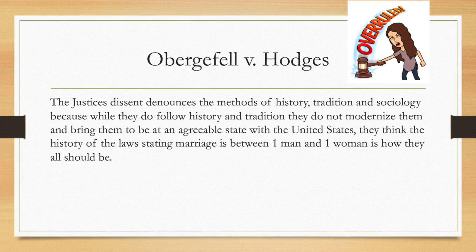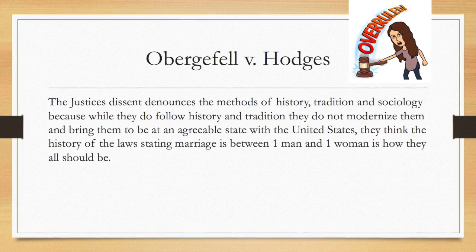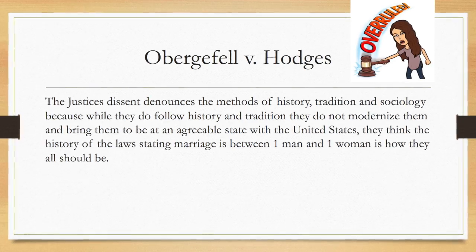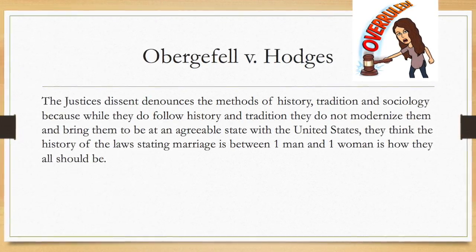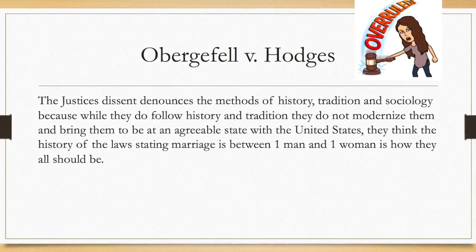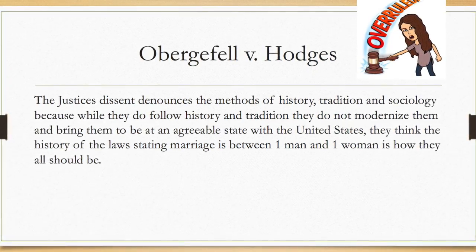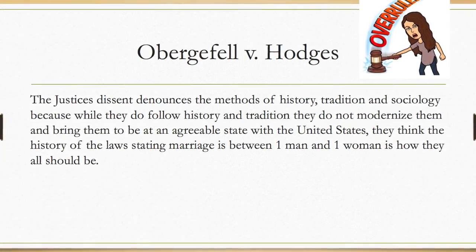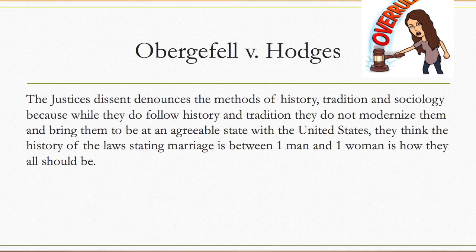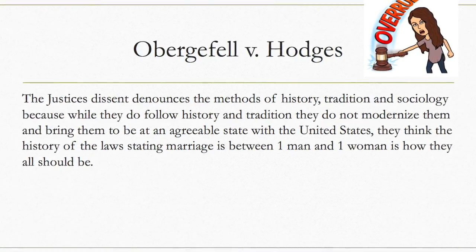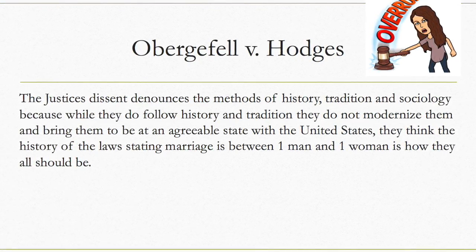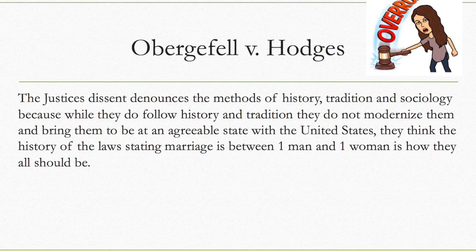Obergefell v. Hodges. The justices' dissent denounces the methods of history, tradition, and sociology because, while they do follow history and tradition, they do not modernize them and bring them to be at an agreeable state with the United States. They think the history of the laws stating marriage is between one man and one woman is how it all should be.